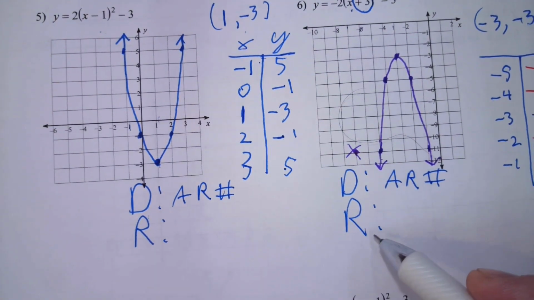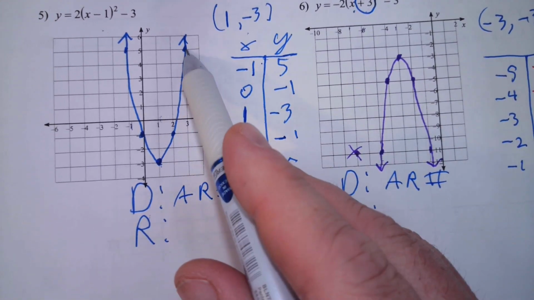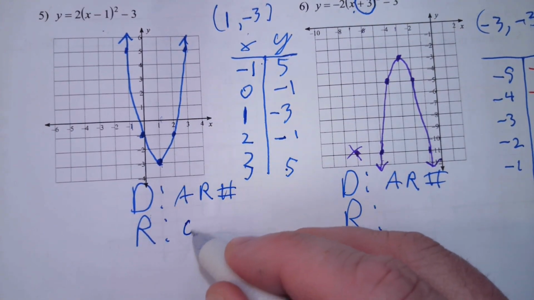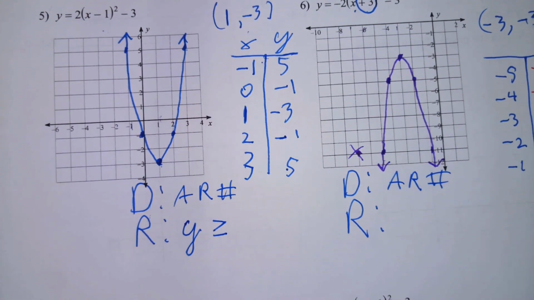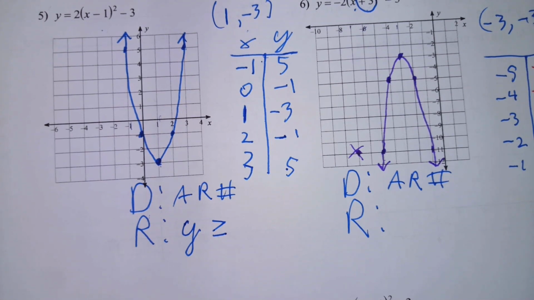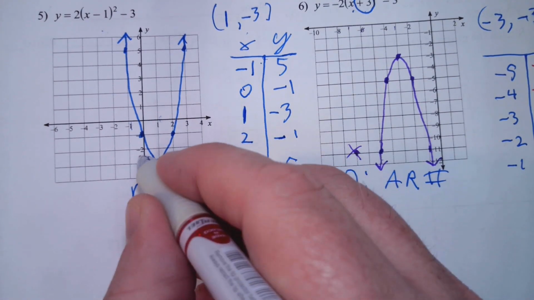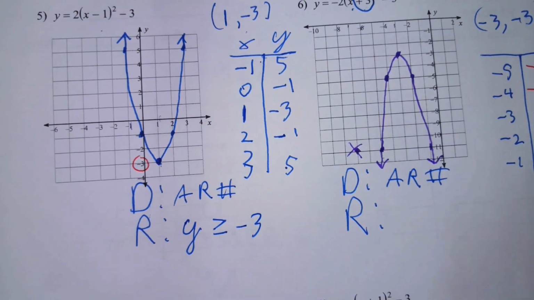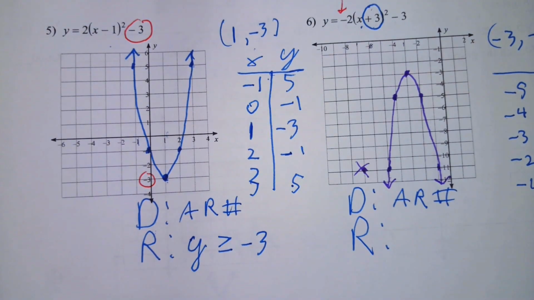Range is really what we're worried about with these kind of graphs. So that's really what I want you to focus on. Basically, it looks like this goes up forever, but it doesn't look like it goes down forever. So we're going to have y is greater than or equal to what? What is the bottom number y can be? This is the bottom right here, right? Yeah. And it happens to be this number right here every single time. That gives you your bottom number.